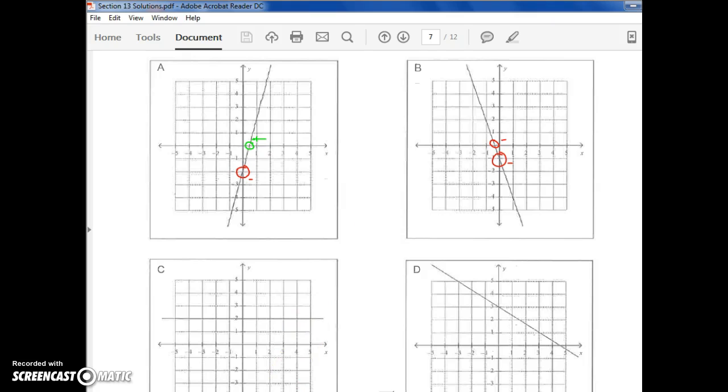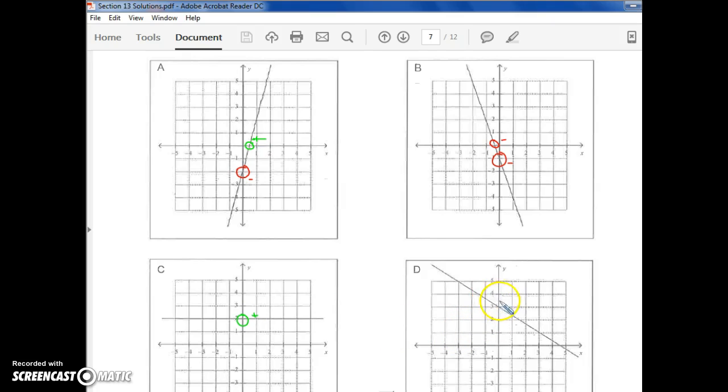And for C, this graph is a graph of a horizontal line. So here's my line right here. I'm looking for where it crosses the x-axis, and it doesn't. So my x-intercept, in this case, because it doesn't cross, is none. It's not a matter of being 0, but none. It doesn't exist. And then from there, I look at the y-intercept, and that crosses at +2.